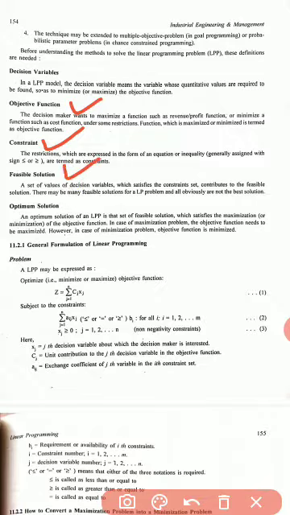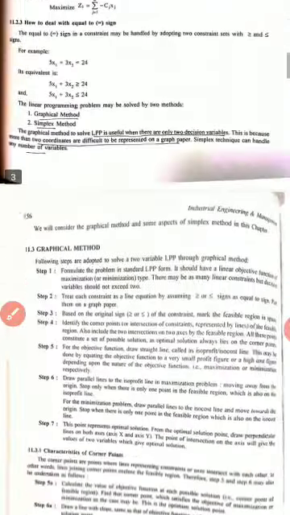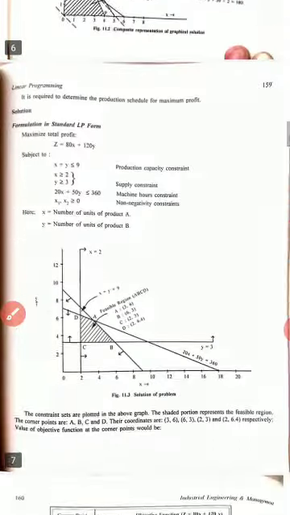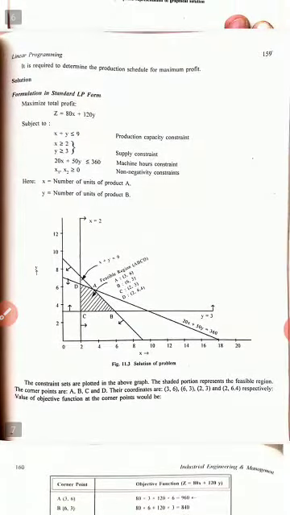Next is the feasible solution. Feasible solution is the solution which satisfies all the set of constraints. And last one is the optimum solution. Optimum solution is the solution which gives the maximum profit or the minimum cost. So these terms we can see in more detail with respect to one example. So let's see the example and we will solve it by using graphical method.